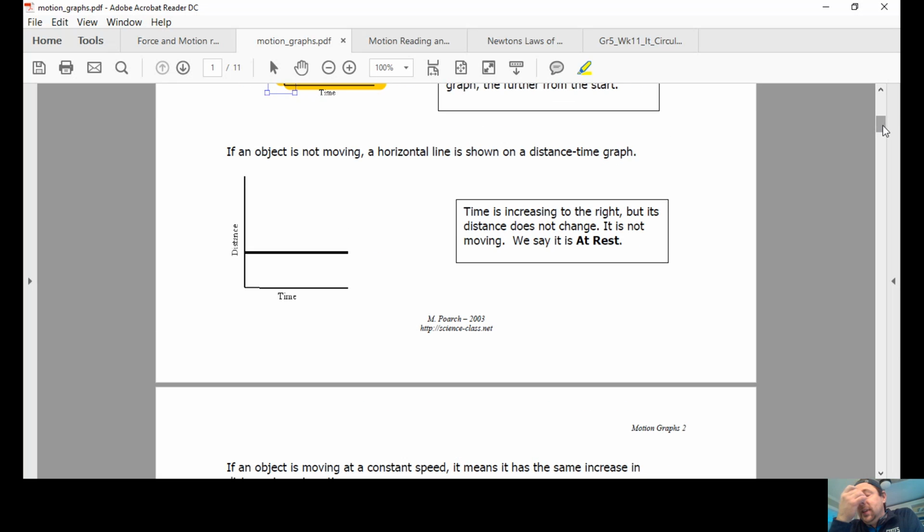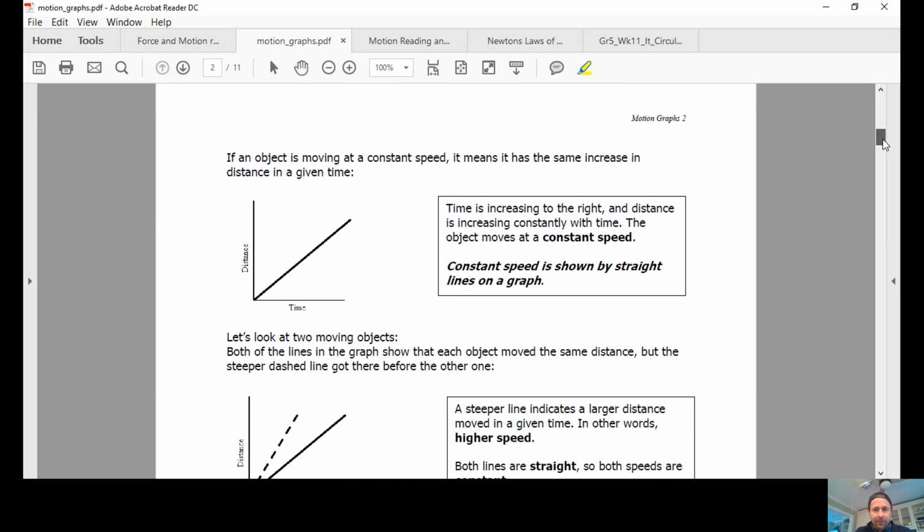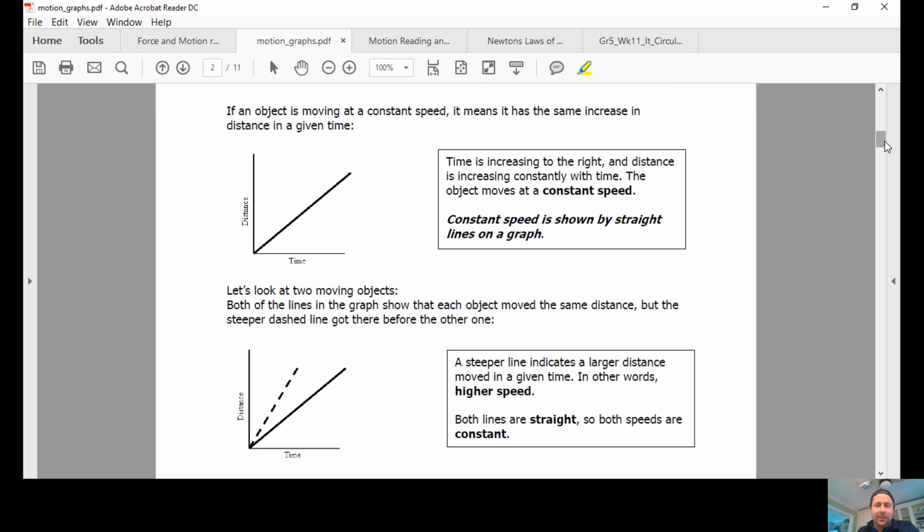So let's look at a few of these with distance. And today we're just going to focus on distance. If we look at what this is showing us, are we gaining any distance over time? And the answer is no. This is an object in fixed position. Therefore, this is no movement. All right, so it's also known as an object at rest.